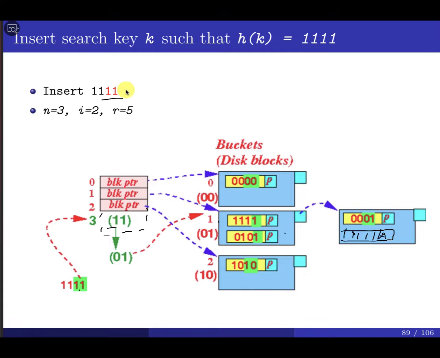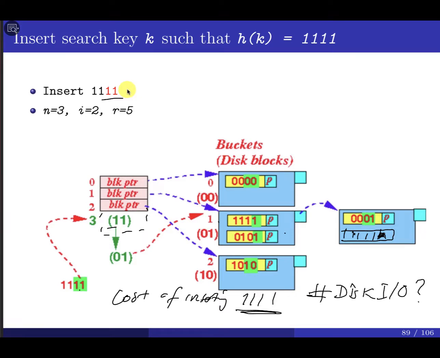And this is the point. Before I proceed, what's the cost of inserting 1, 1, 1, 1 in this case? How many disk input output operations do you need to perform in order to store the element in the right place? What do you think? 3, exactly.